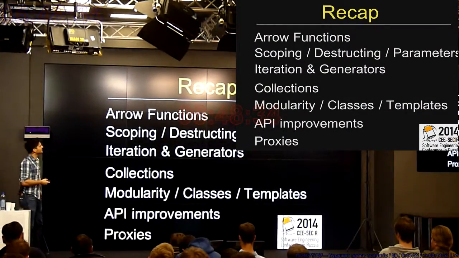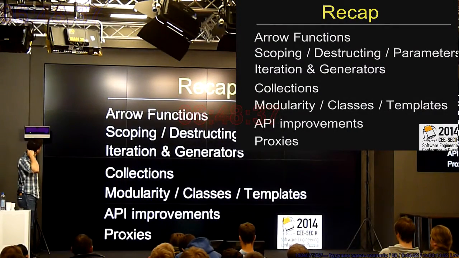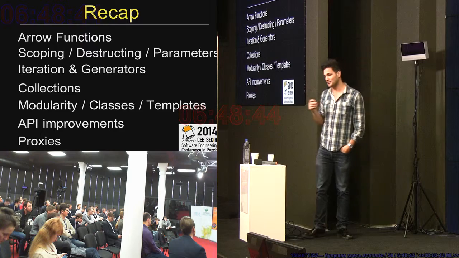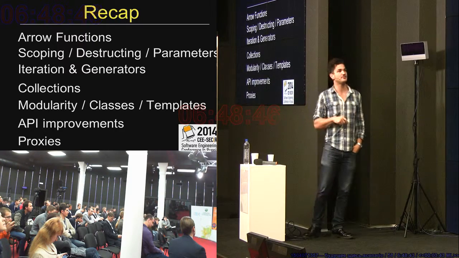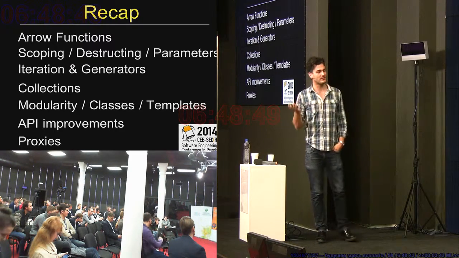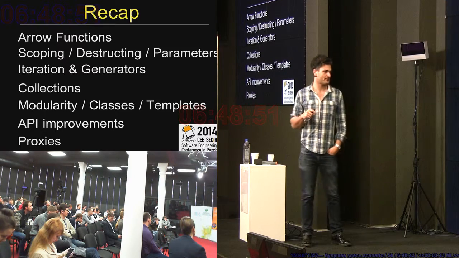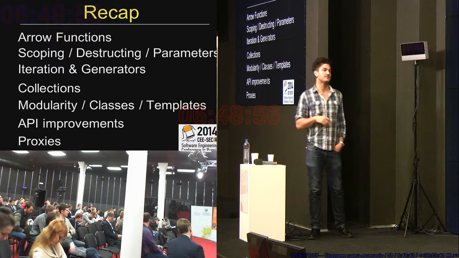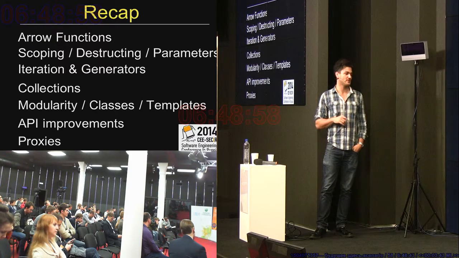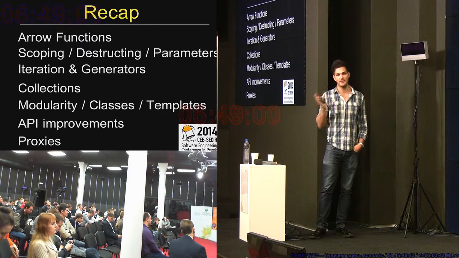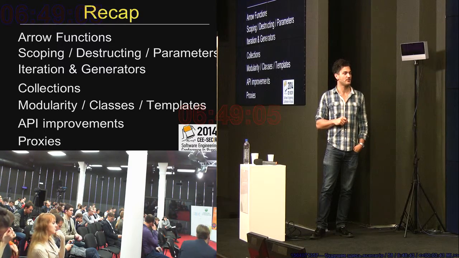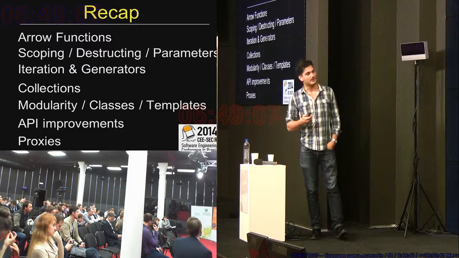So, a bit of a recap of what we saw today: fat arrow functions, scoping, destructuring and default values for parameters, rest parameters, generators, iteration, iterables, collections like sets, maps, weak maps, classes in ES6, templates, modules, some API improvements, new methods for arrays, objects, and strings, and proxies.